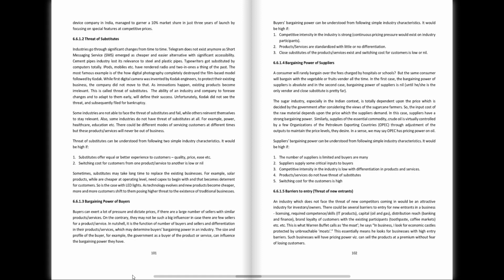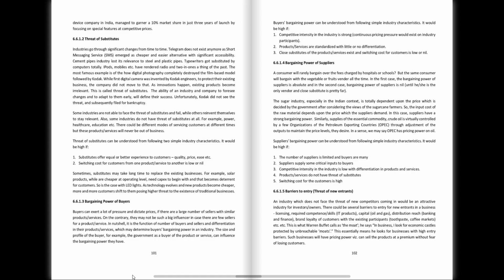Bargaining power of buyers. Buyers can exert a lot of pressure and dictate prices if there are a large number of sellers with similar products/services. On the contrary, they may not be such a big influencer in case there are few sellers for a product/service. In a nutshell, it is a function of the number of buyers and sellers and differentiation in their products/services which may determine buyers' bargaining power in an industry. The size and profile of the buyer, for example, the government as a buyer of the product or service, can influence the bargaining power they have.